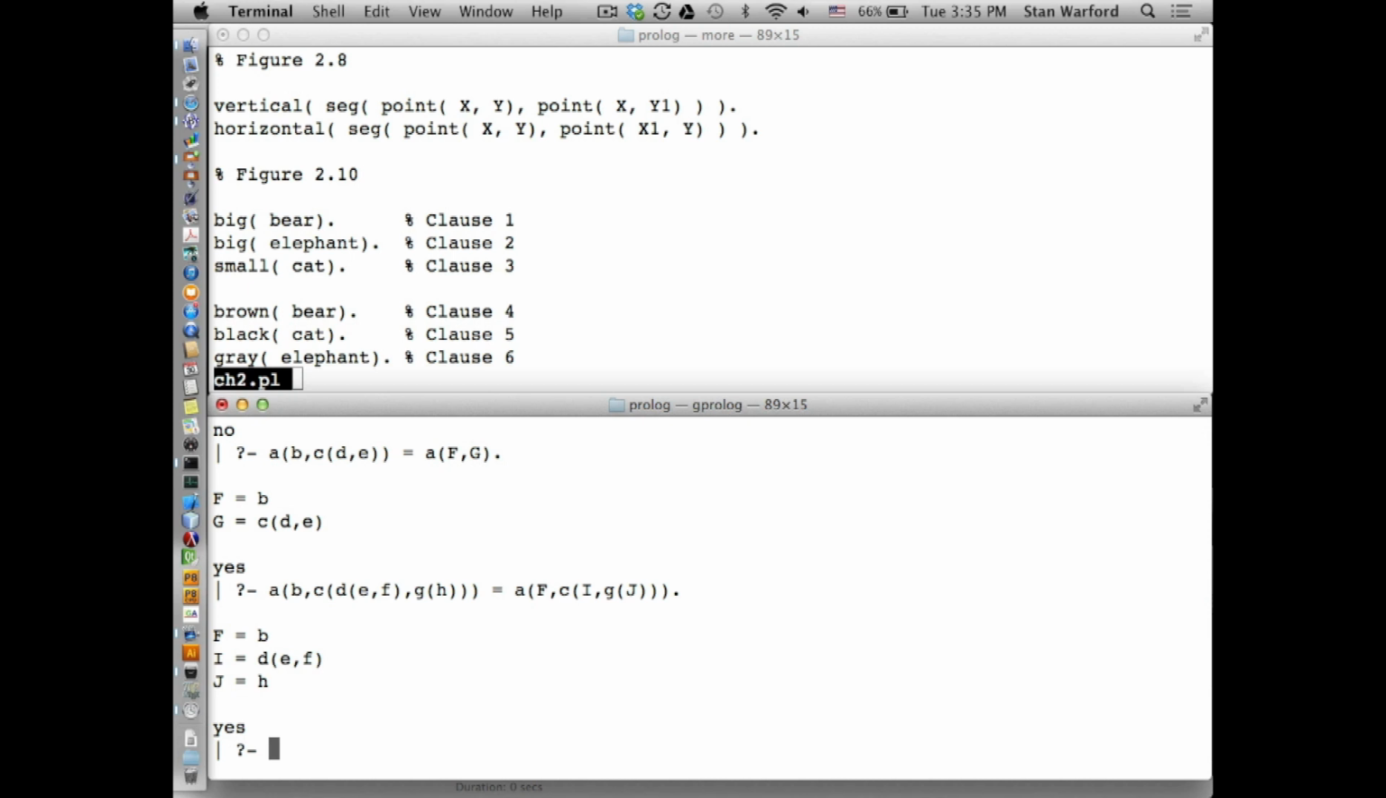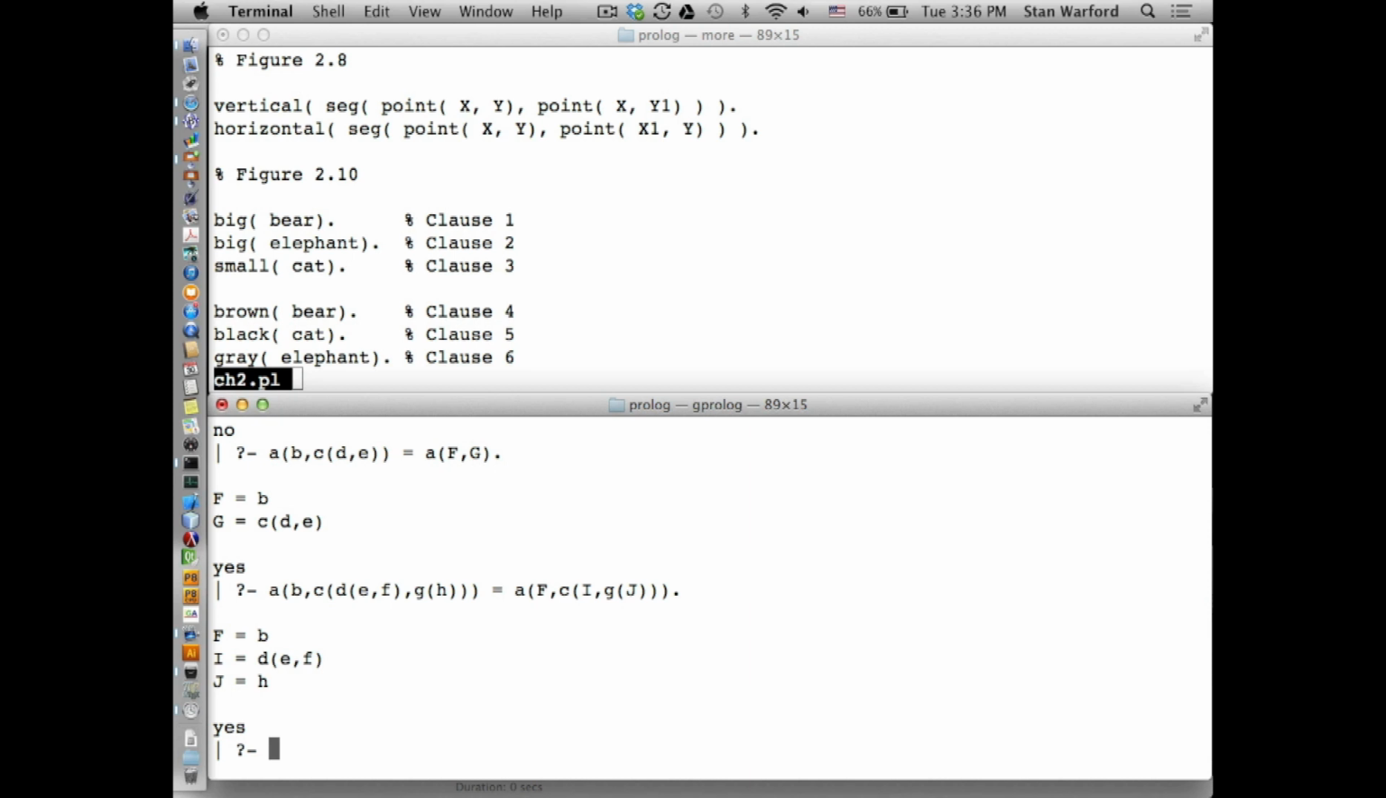Now look, you guys, think about it. This is what unification does. This is built in. This is the unification algorithm. And we're going to take a look at the pseudocode for that in a minute. Okay?